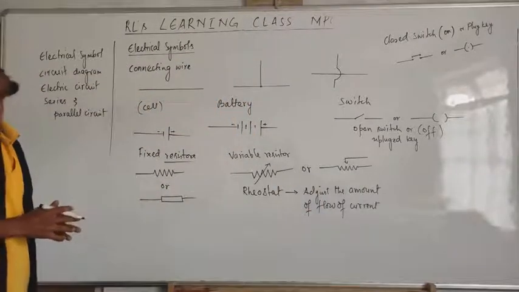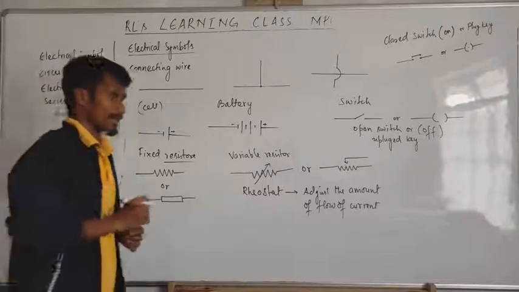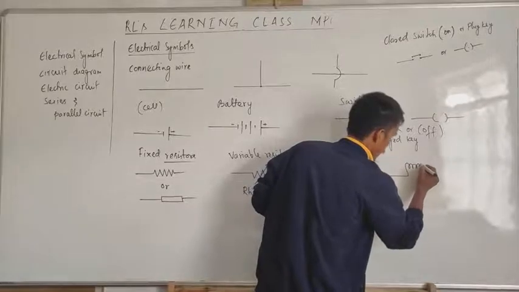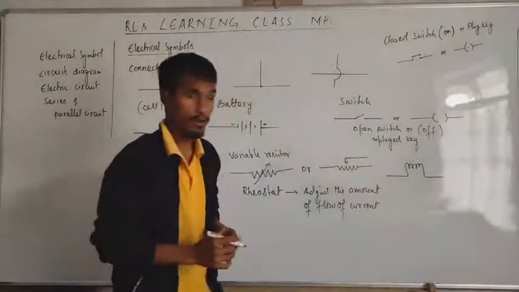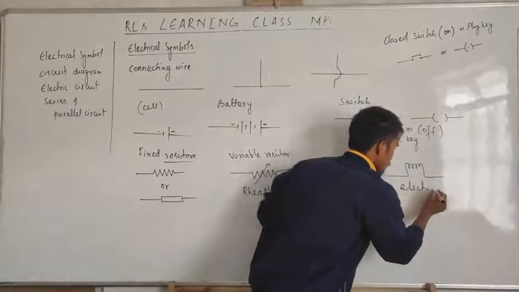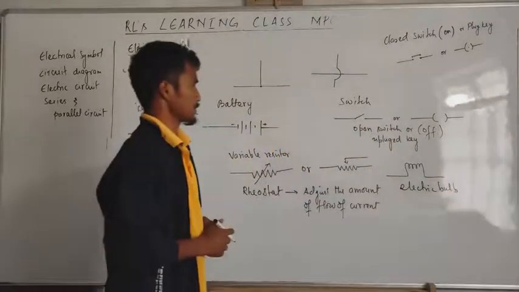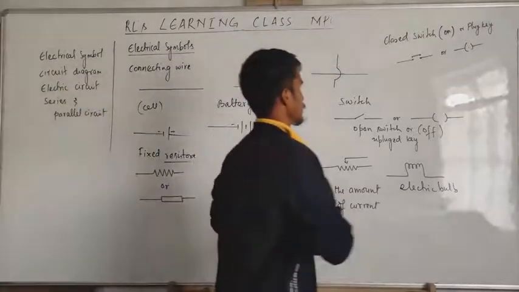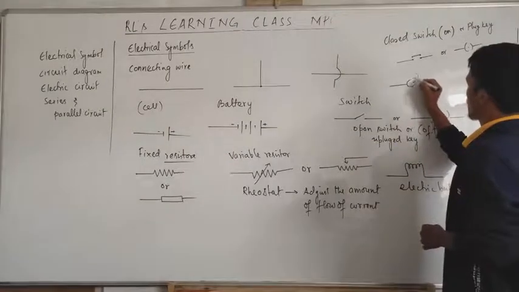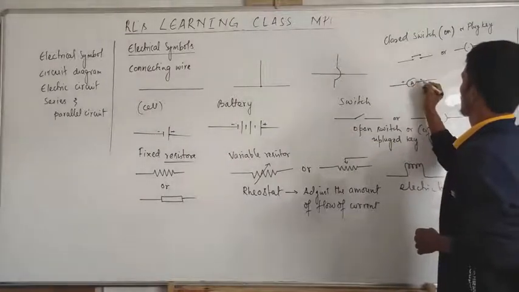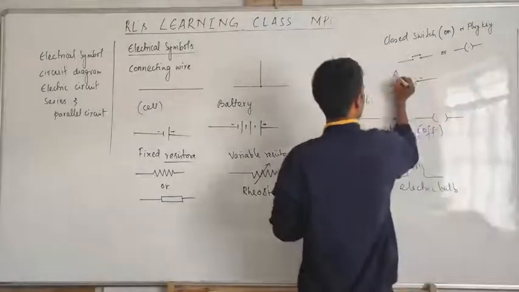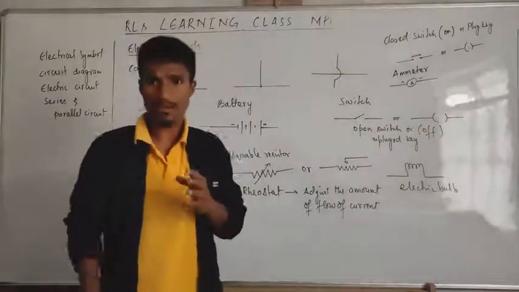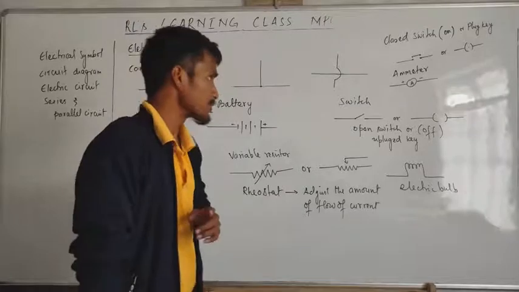Then what else do we need? Electric bulb. Now this will be the symbol for the electric bulb. And two more important symbols. Ammeter. Okay, what is this? Ammeter. Do you remember what an ammeter is? An ammeter is an instrument used to measure electric current.